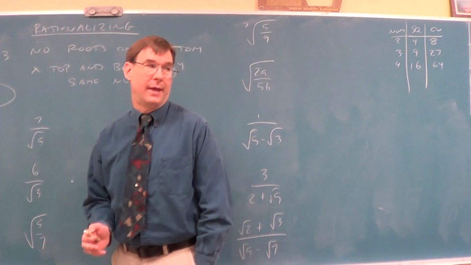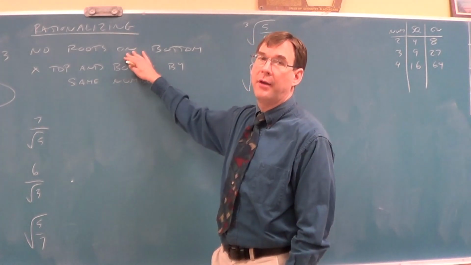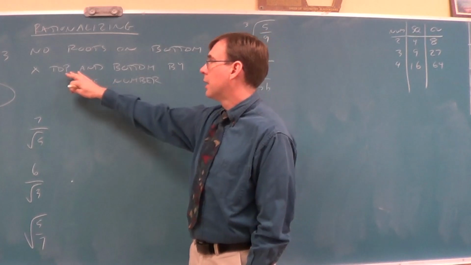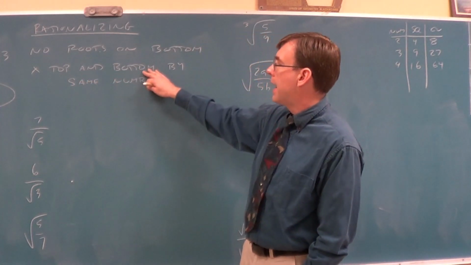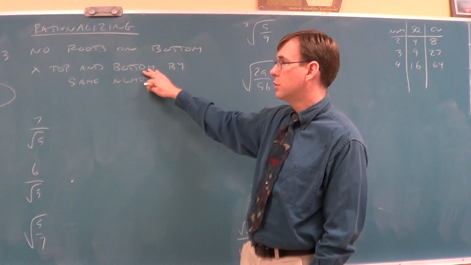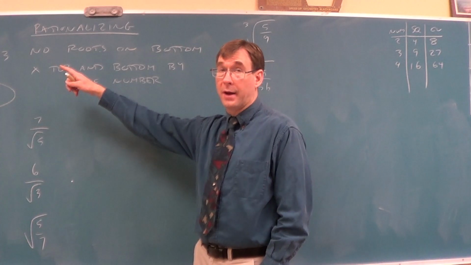The final skill of the day is called rationalizing the denominator. The rule on this is you're not allowed to have radical signs on the bottom. And the way we're going to fix this, we're going to multiply the top, and while we're at it, multiply the bottom by the same number, top and bottom, to make the root go away. And we're going to use the trick we just did a few minutes ago with radicals.